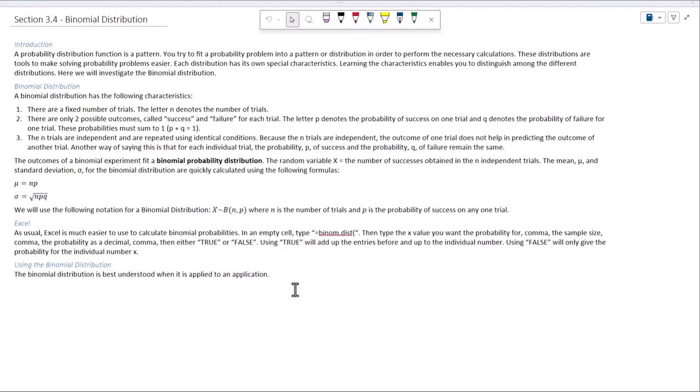All right, I wanted to introduce section 3.4. We're doing some binomial distribution stuff. And so here is the information from our text.